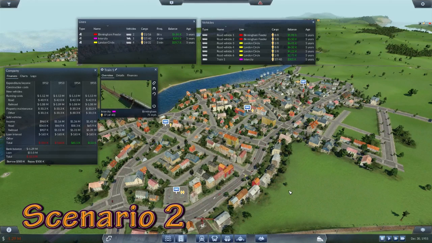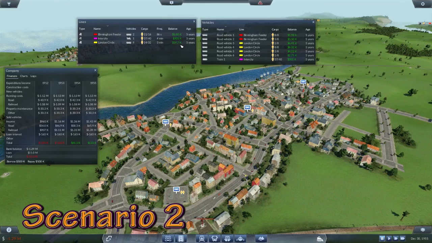And here we are, December the 30th, 1955, in scenario simulation number 2. And 19.7k for the combined bi-directional London Circle route. And that is a bit more than we saw in the previous example of 2 separate routes, one in either direction. Again, I think very much the same sort of figure for Birmingham feeder.